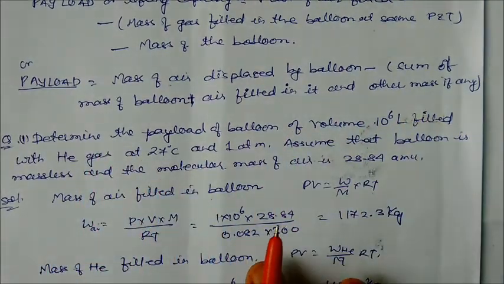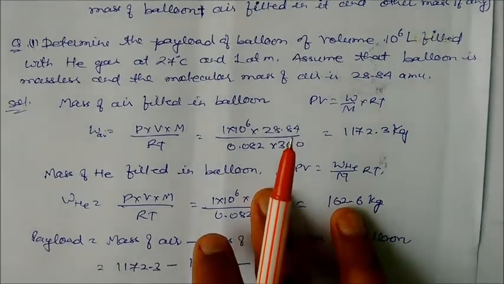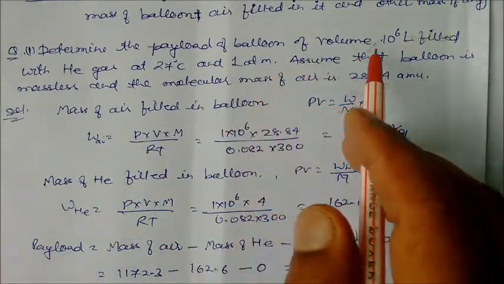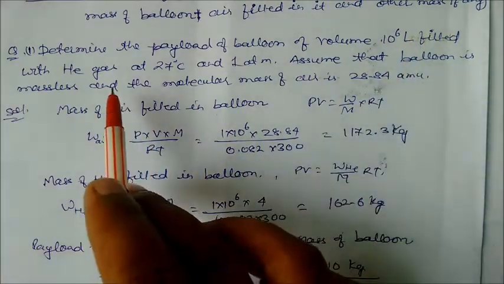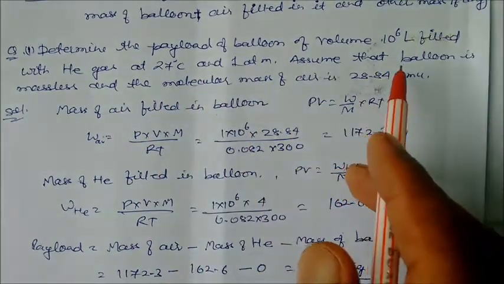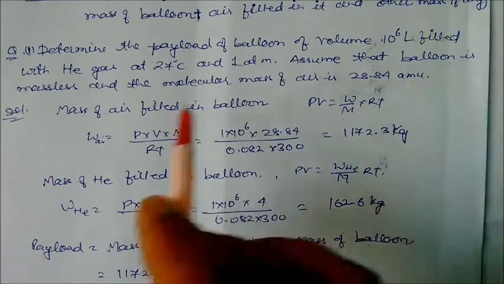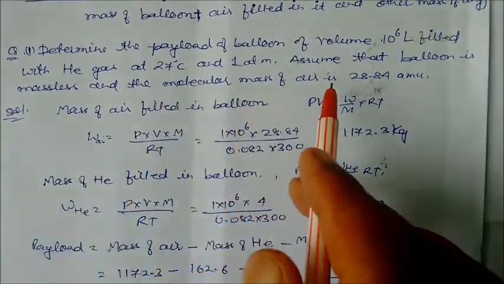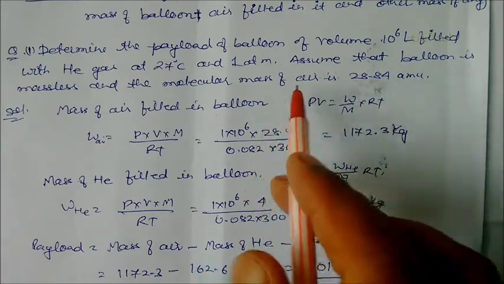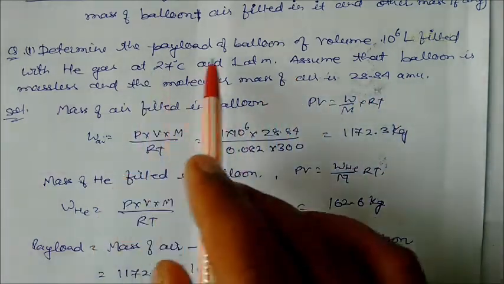So let us take a problem to understand this. Determine the payload of a balloon of volume 10^6 liter filled with helium gas at 27 degrees centigrade and 1 atmospheric pressure. Assume that the balloon is massless and the molecular mass of air is 28.84 AMU. So payload is asked here.